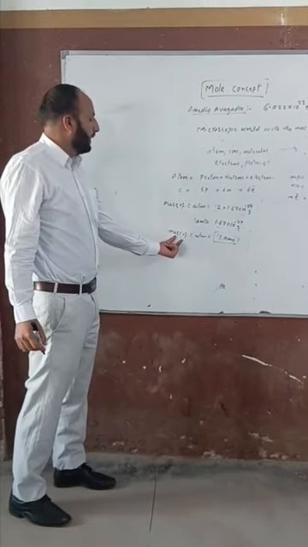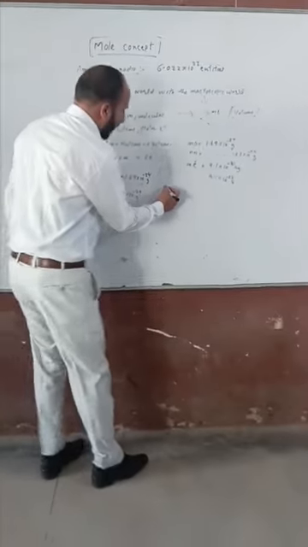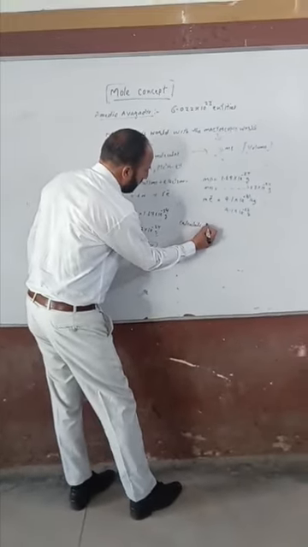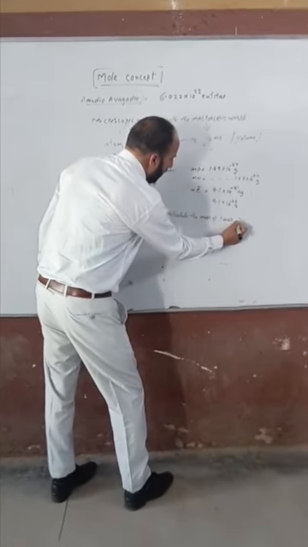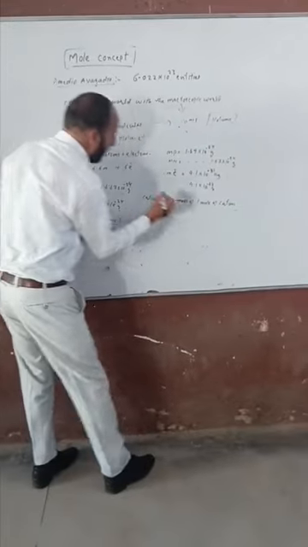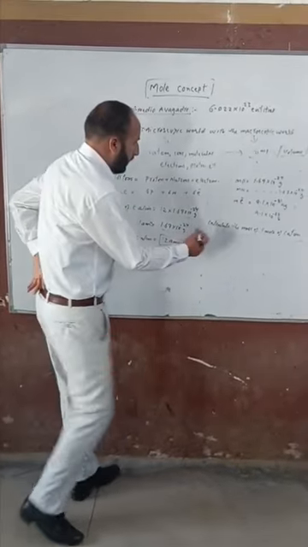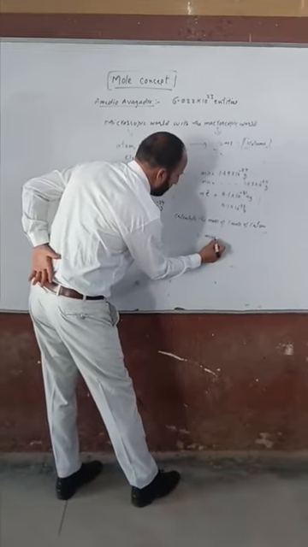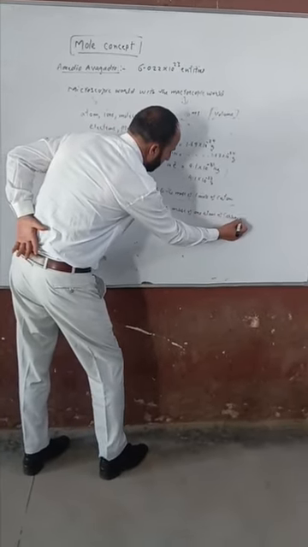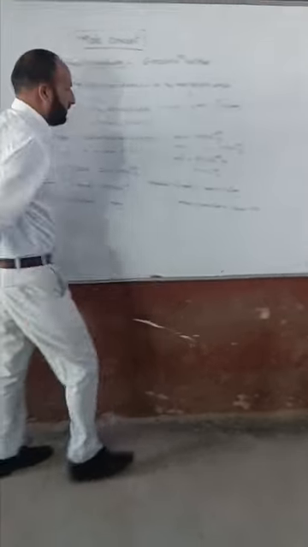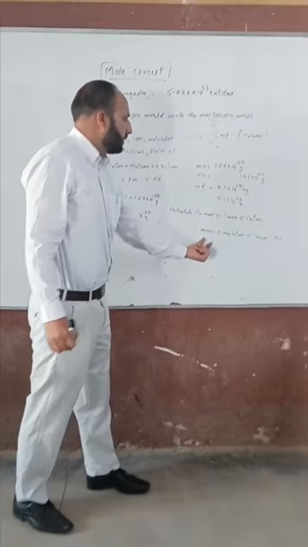Here we have calculated the mass of one atom of carbon. Now we have to calculate the mass of 1 mole of carbon atoms. How do we calculate the mass of 1 mole of carbon atoms? It will be equal to the mass of 1 atom of carbon multiplied by Avogadro's number.